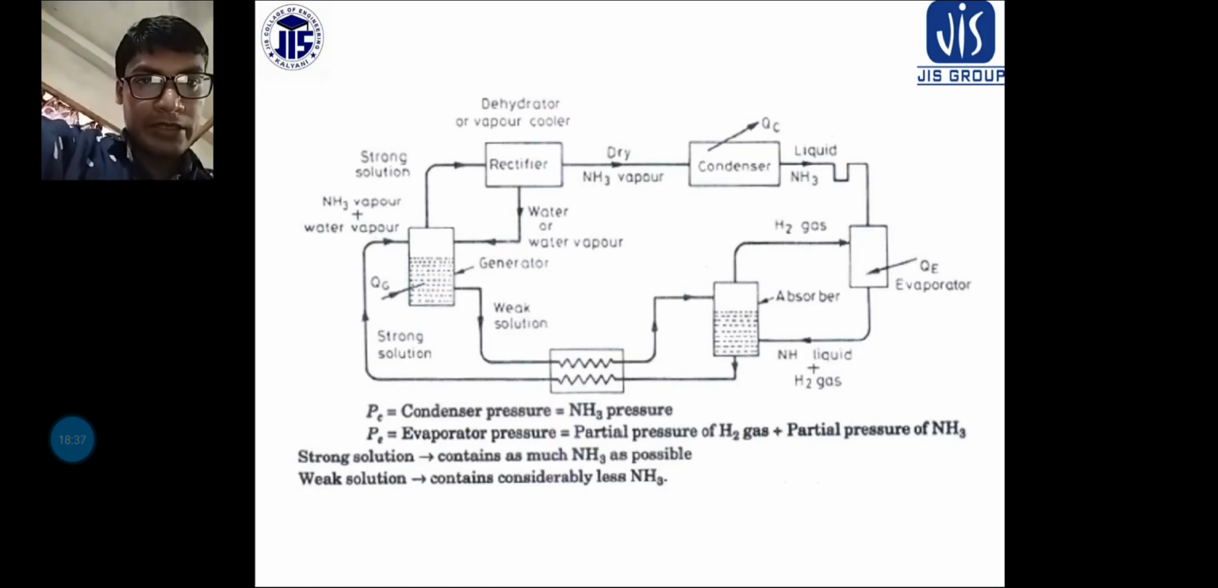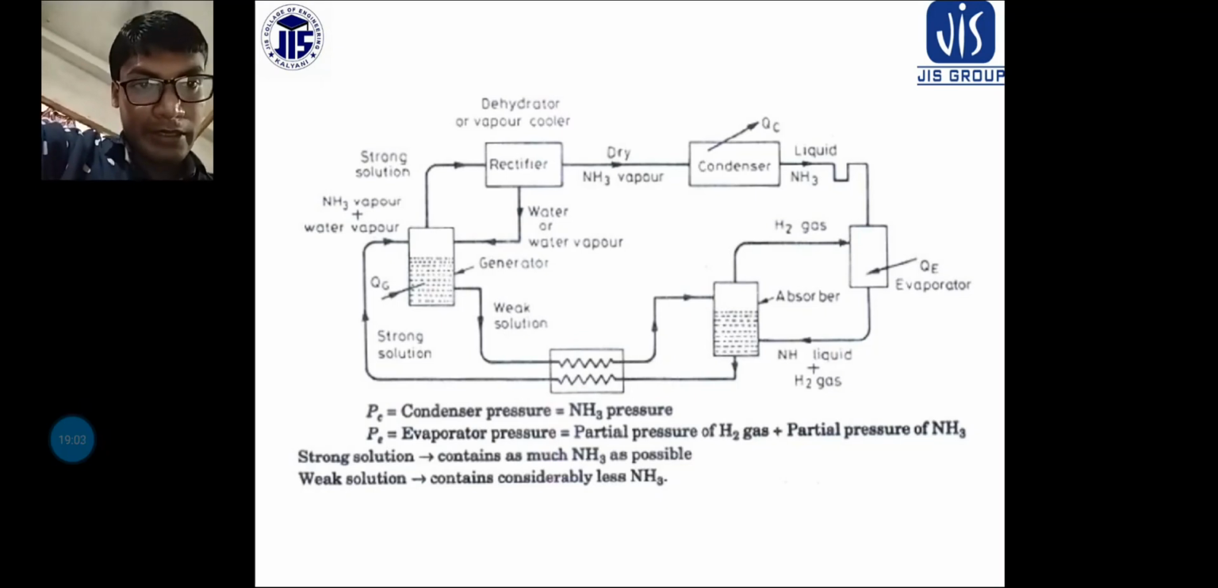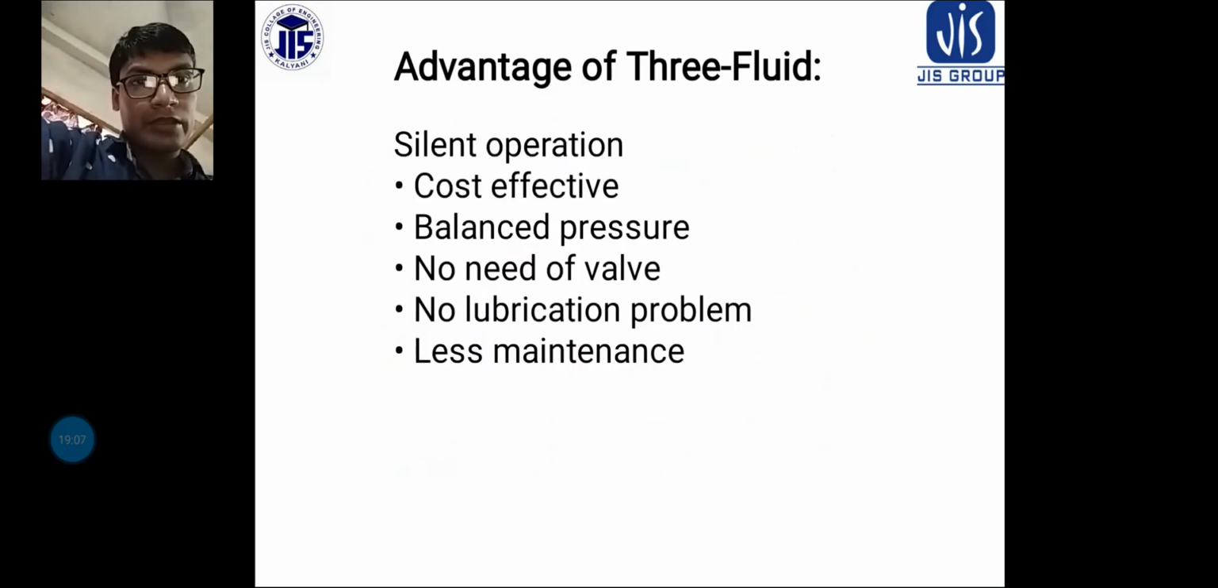PC is equal to condenser pressure, PE is equal to evaporator pressure, equal to partial pressure of H2 gas plus partial pressure of NH3. Strong solution means it is containing as much NH3 as possible, and weak solution means it is containing considerably less ammonia. So this is your process.